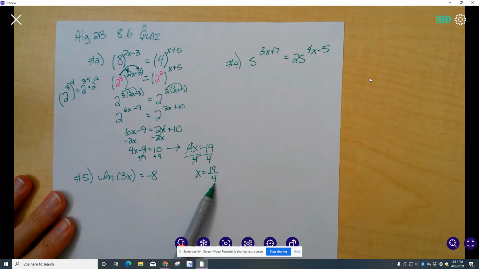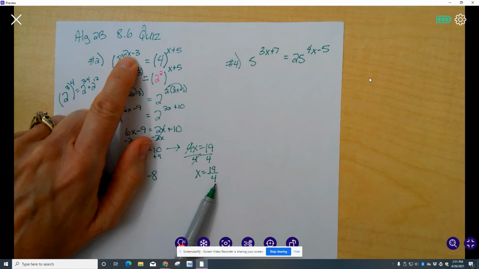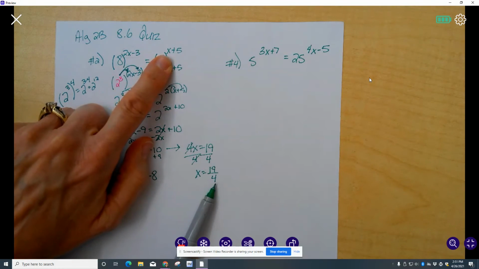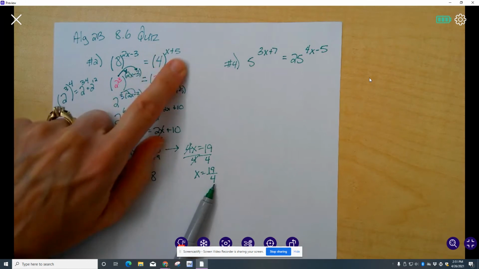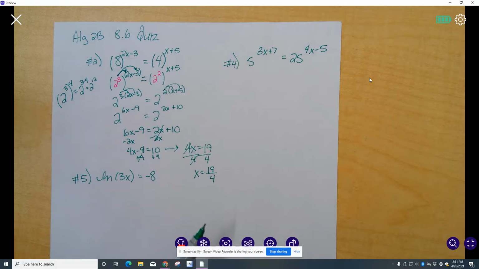And remember, you can check these. If x equals 19 over 4, if you substitute 19 over 4 in here and here for x, simplify everything. You should get the same number on the right and left side of the equal sign.